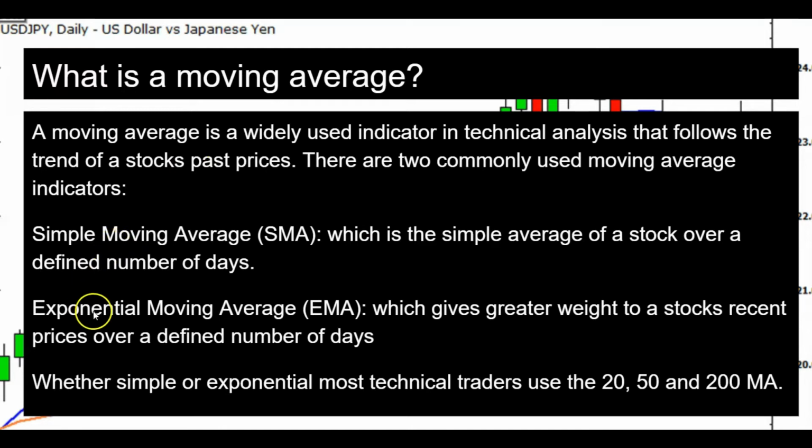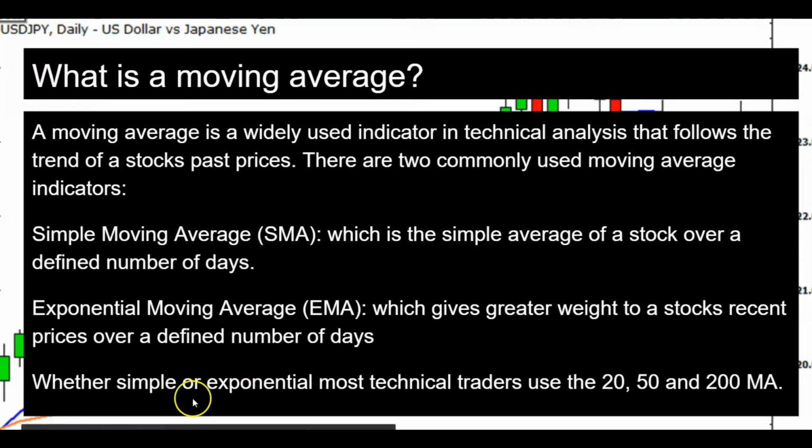Okay, the other type is the exponential moving average. I don't use this. I use the SMA personally, but this is also another type of average. It gives greater weight to a stock's recent prices. So it does the same thing. It tracks the average prices of a stock over X amount of days, but it gives greater weight to a stock's recent prices. Let me say that again. It gives greater weight to a stock's recent prices over a defined number of days. So it's going to weigh heavier the last couple of days as opposed to the whole 50-day or 20-day period.